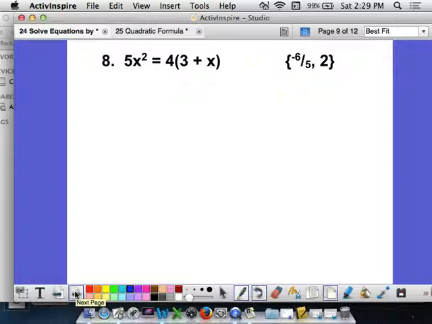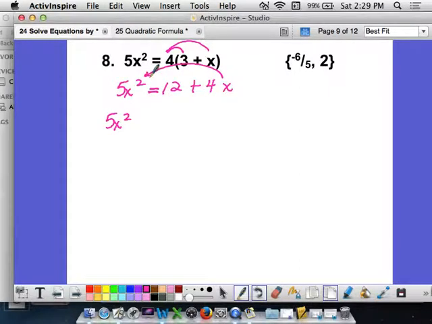Number 8. We still have terms on both sides of the equal sign, so of course the first thing we want to do is distribute that 4. So we have 5x squared is equal to 12 plus 4x. Then we're going to get everything in decreasing power on one side and set it equal to 0. 5x squared is the highest exponent. Bring the positive 4x over and it becomes negative 4x. Bring the positive 12 over and it becomes negative 12 is equal to 0.